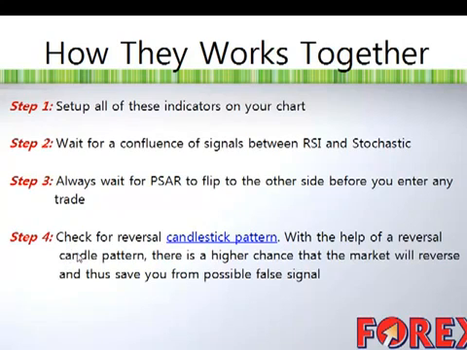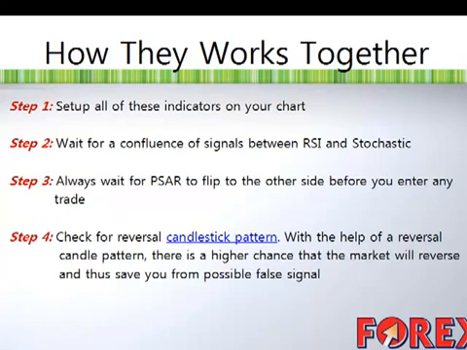Okay, step 4 is an optional one. If there is a reversal candlestick pattern, it will be best. It gives us a higher chance that the market will reverse and thus saves us from a possible false signal. However, if you do not see any reversal candlestick pattern, you could still go ahead as long as the other three get aligned.